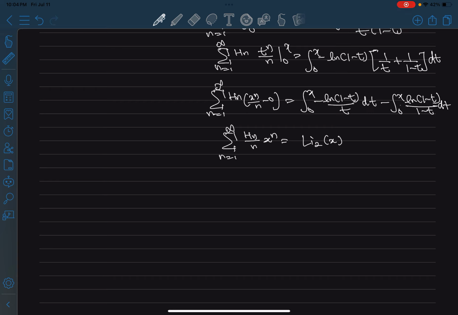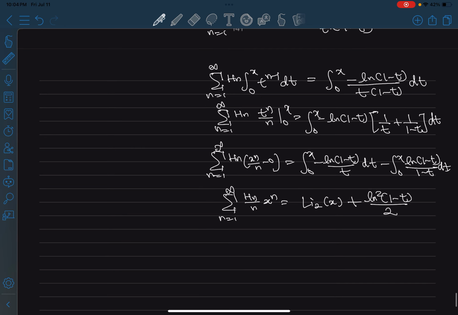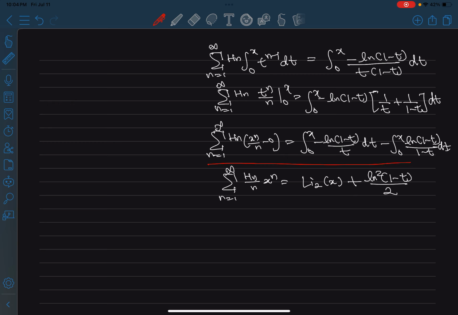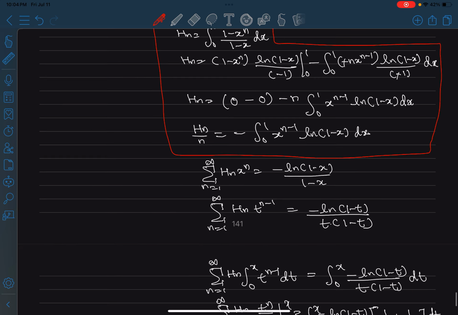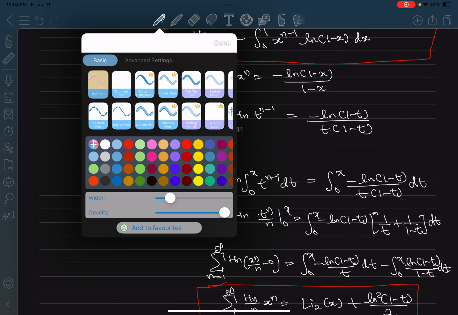And over here again, if you use the substitution u equals ln of 1 minus t, then du is just 1 by 1 minus t with a minus sign. So this is just ln squared of 1 minus t by 2, right? So now we have finally achieved the generating function for Hn by n. Okay, now since we have these two tools in hand, let me also write this other formula just beside here.